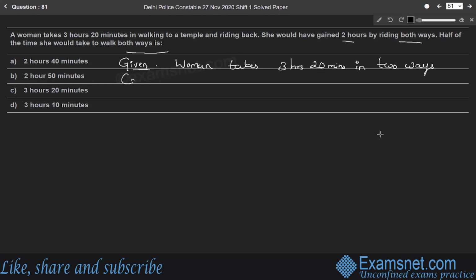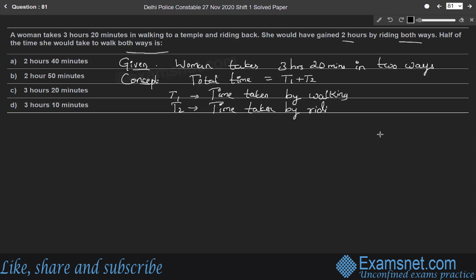Here we are using the concept: the total time taken is equal to T1 plus T2, where T1 is the time taken by walking and T2 is the time taken by riding. So here, calculation.